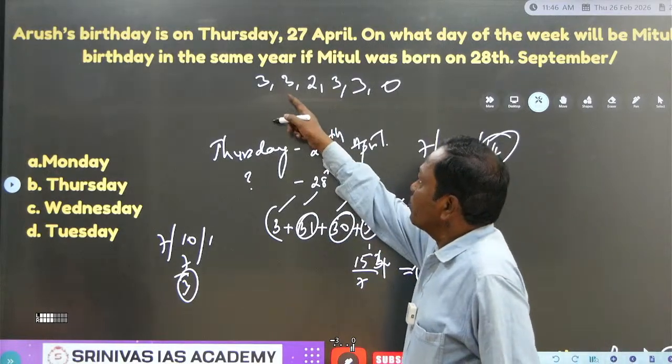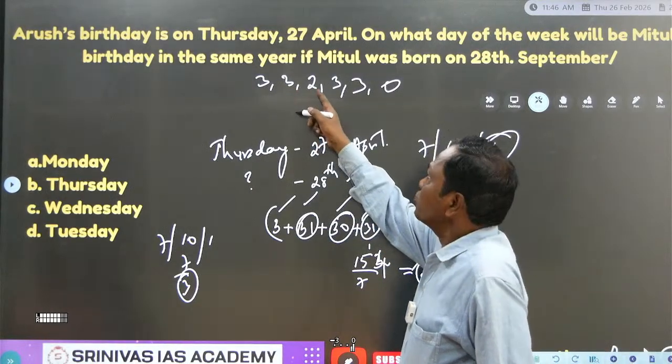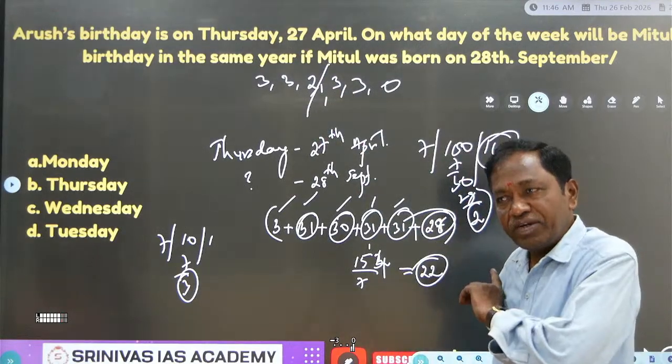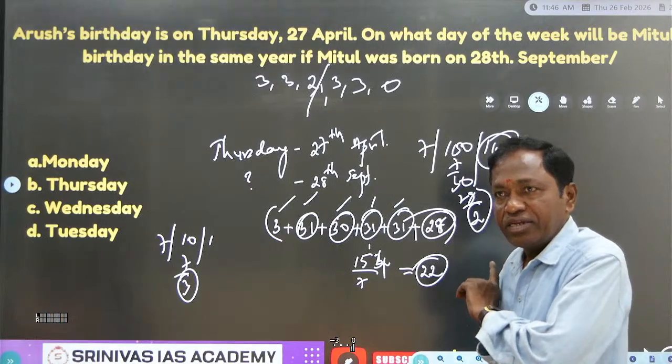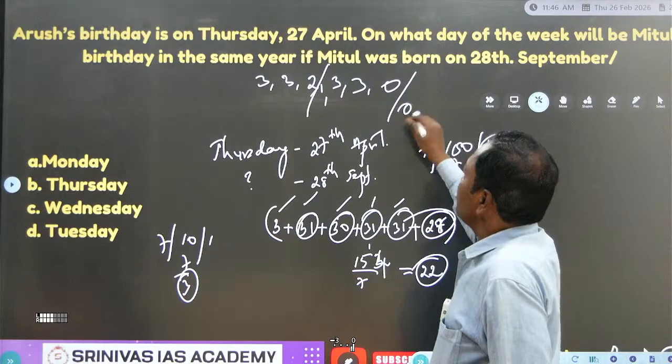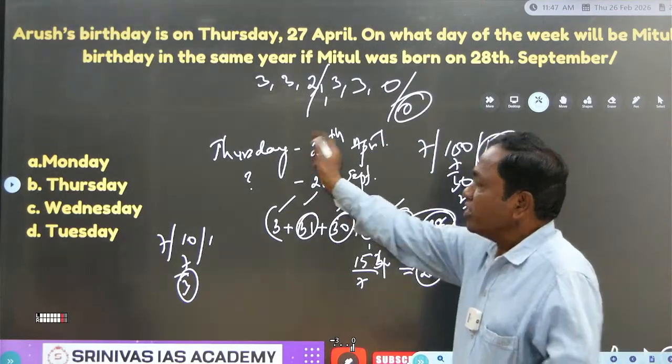You can do it here. 3 plus 3, 6. 6 plus 2, 8. 8 by 7, remainder is what? 1. We have done this in the divisibility test for 3 and 9. And 1 plus 3, 4. 4 plus 3, 7. 7 by 7, 0. No odd days. It means it falls on Thursday.